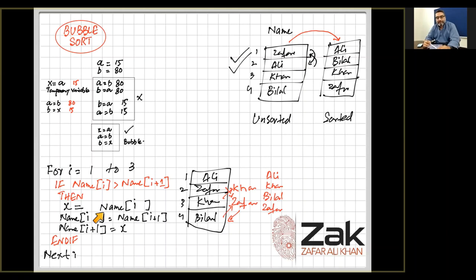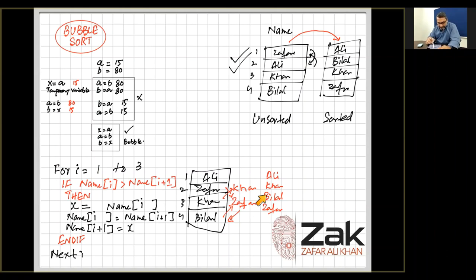Now you need to understand that this loop has ended, but this array is not yet fully sorted, so we have to run this for next once again. For that we have to put it in another for next, so we run this for next until the whole array is sorted. Let's say we have got four values in the array. Let's make another loop which goes: for j is equal to 1 to 4, next j.